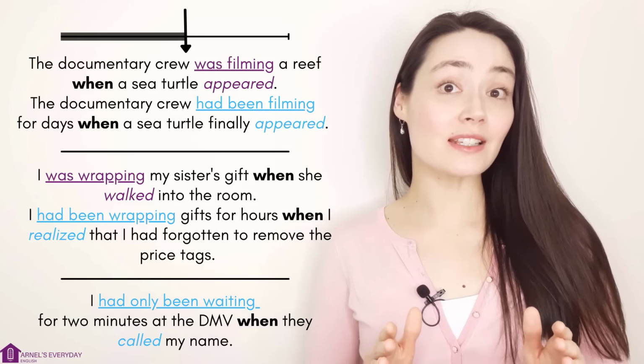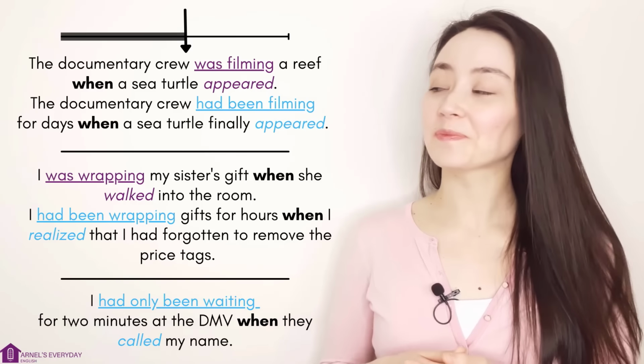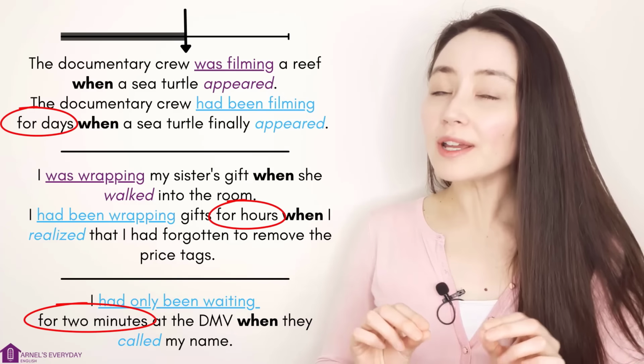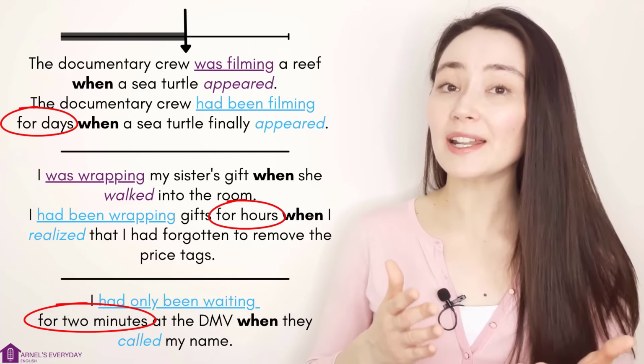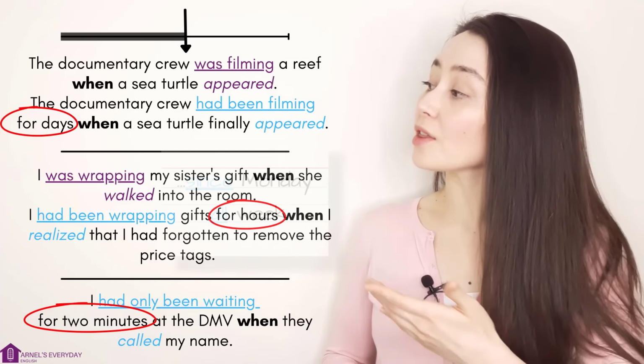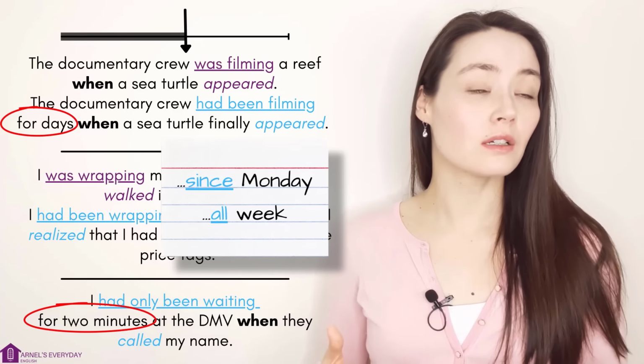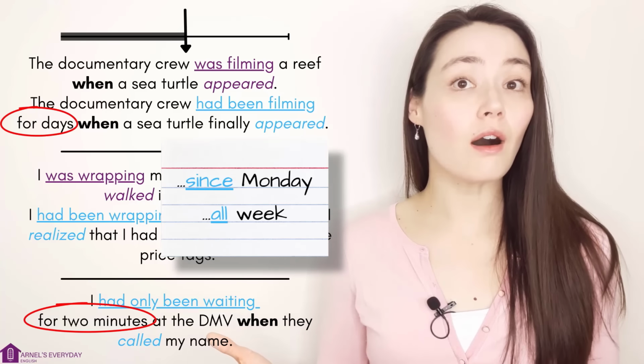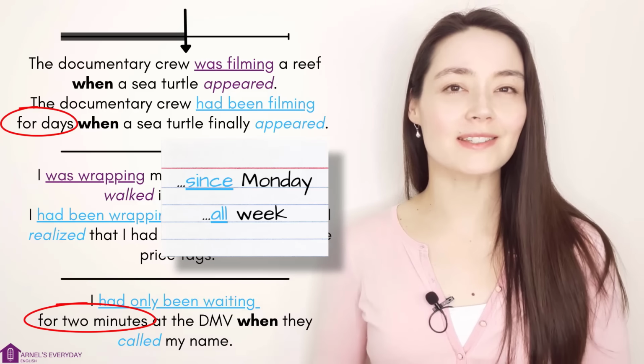I have the 5 sentences we just looked at, and we have one timeline. For is a great way to show duration, but there are other possibilities. The documentary crew had been filming since Monday. The documentary crew had been filming all week. There are a lot of possibilities.